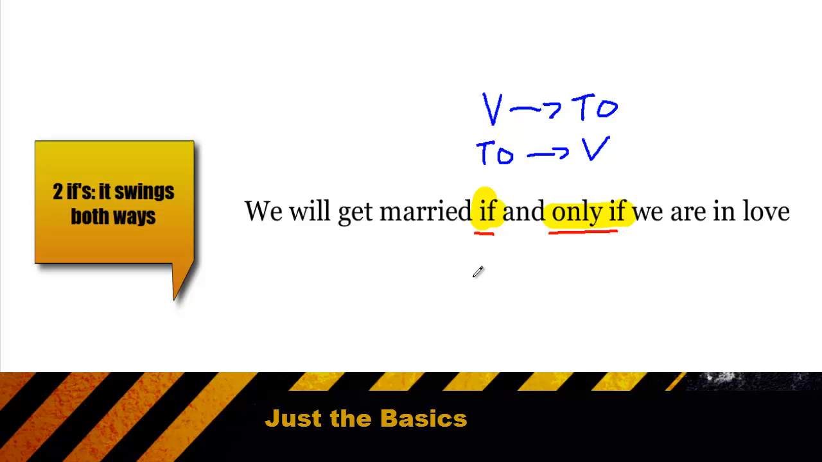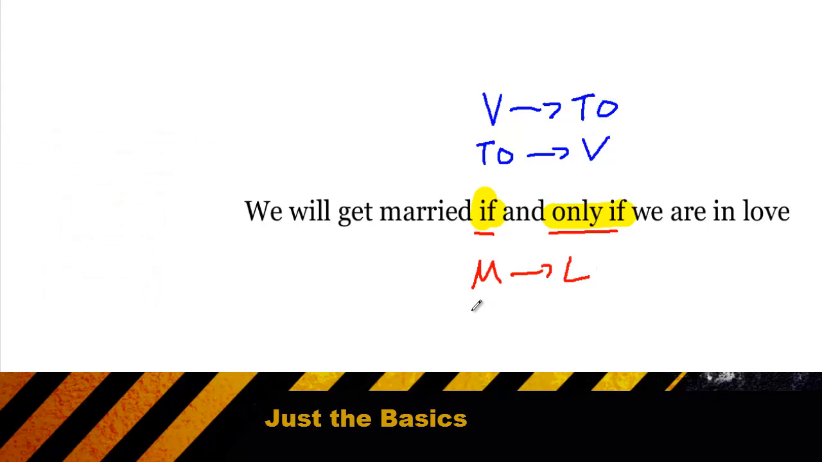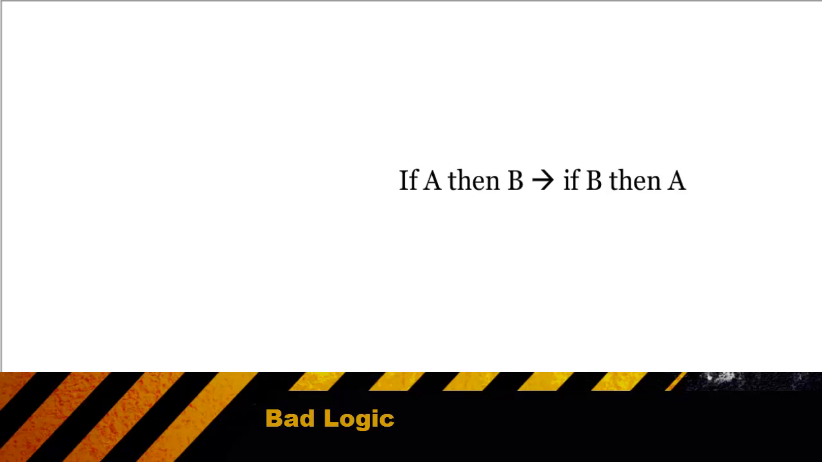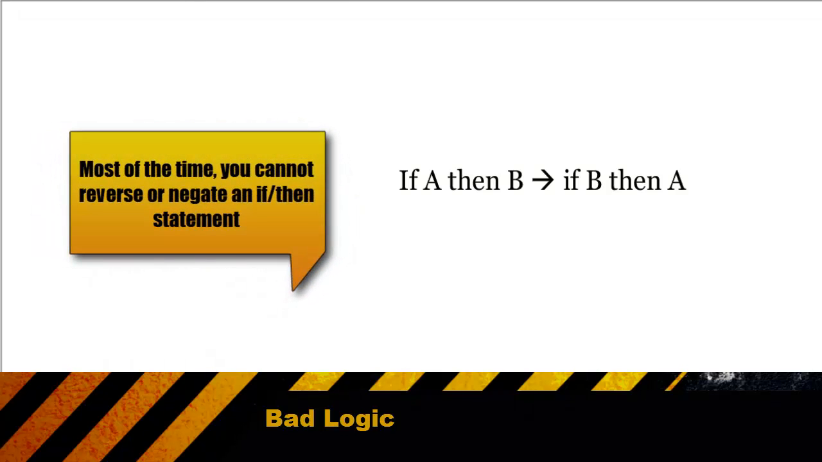So in this case, if we get married, then I know we are in love. And if we are in love, we're also going to get married. So when I use the phrase if and only if, then I can reverse the order of my if-then statement and it doesn't ruin the logic of the argument. But that is by far the exception. The vast majority of the time you cannot reverse the order of an if-then statement. I cannot say if A then B, therefore if B then A.